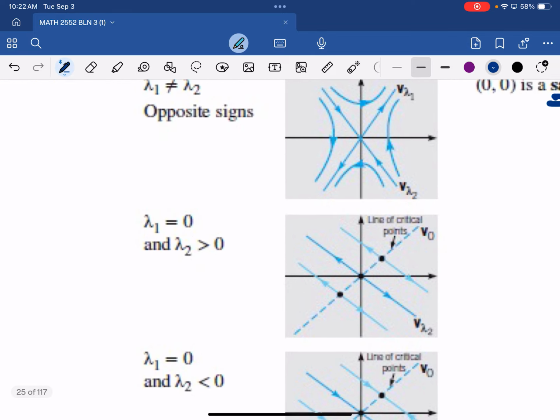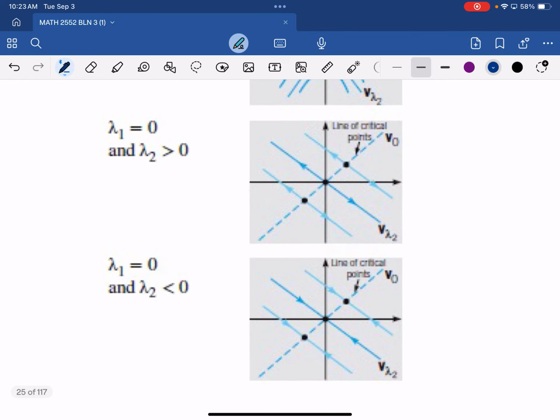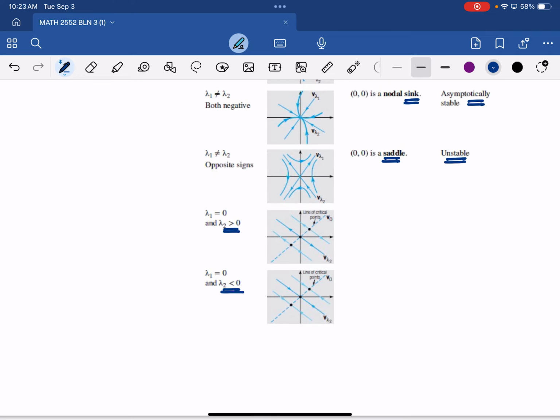Then when you have one of them to be 0, the other one to be positive, you get not one critical point, you get a line of critical points. We're going to learn all this over a period of the next 3 weeks. You get a line of critical points because the other eigenvalue is positive. The solution trajectories are moving away from the line of critical points. In the fifth case, when the other eigenvalue is negative, the solution curves are going towards the line of critical points. That's basically how the solution curves are going to look.